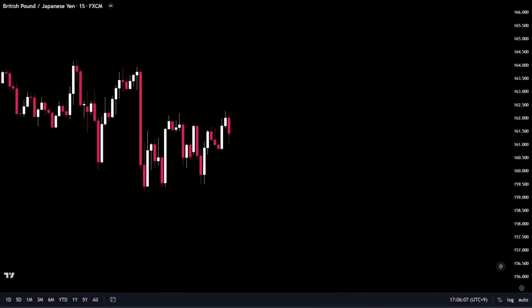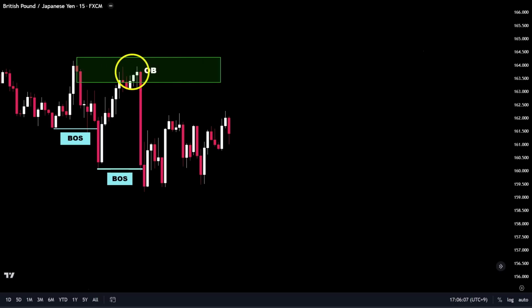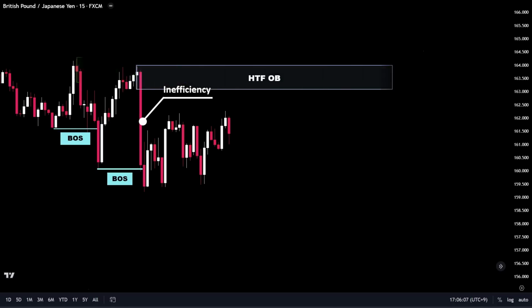Here we have the GBP/JPY 15-minute timeframe chart, where we can see the following price action. As you can see, price is in a downtrend and has created a series of BOSs to the downside. We can see that price, after mitigation of the previous order block, sharply declined and formed a break of structure with two large red candles, leaving behind a significant inefficiency. So we can highlight this order block here.